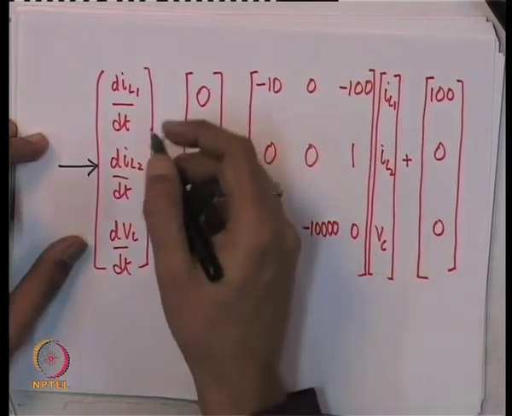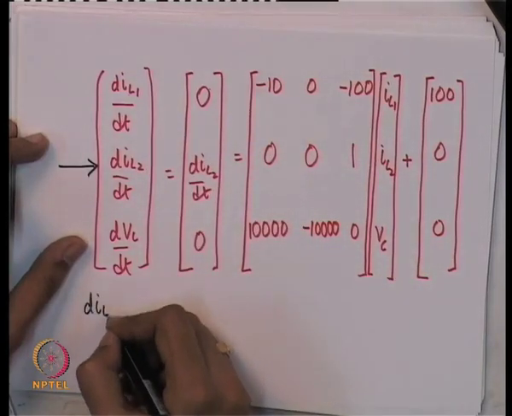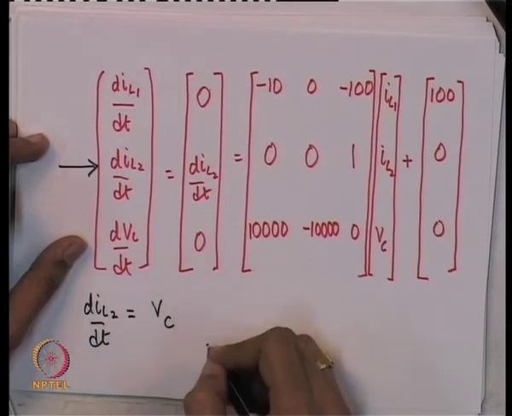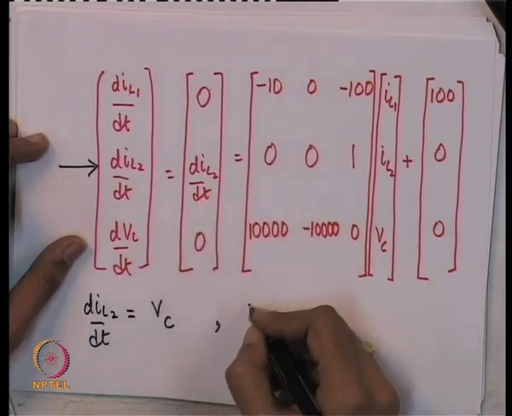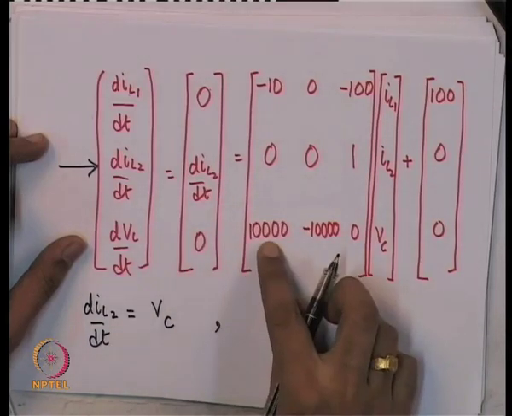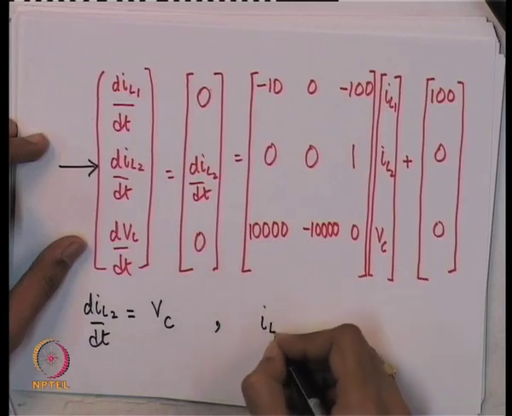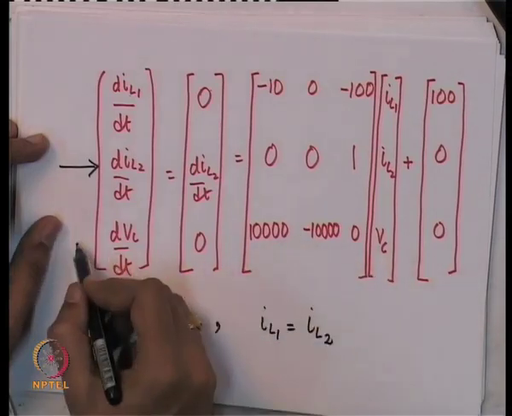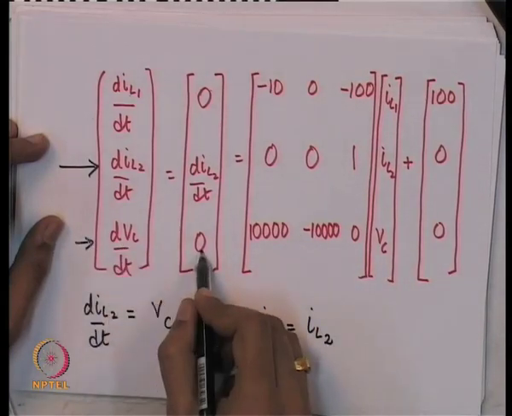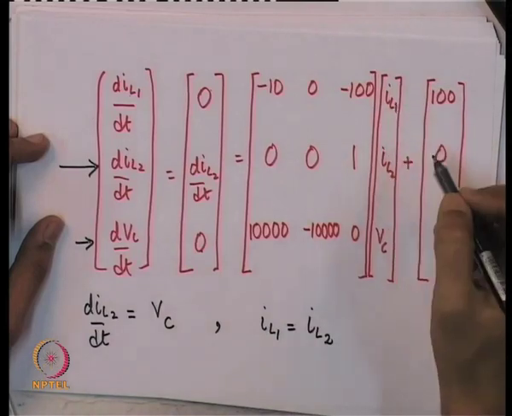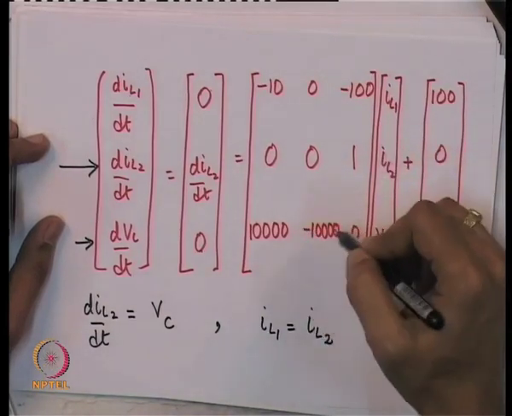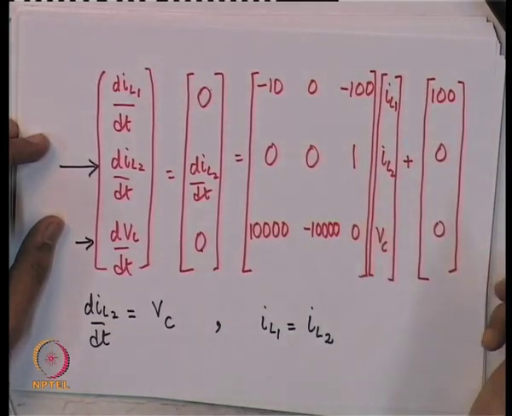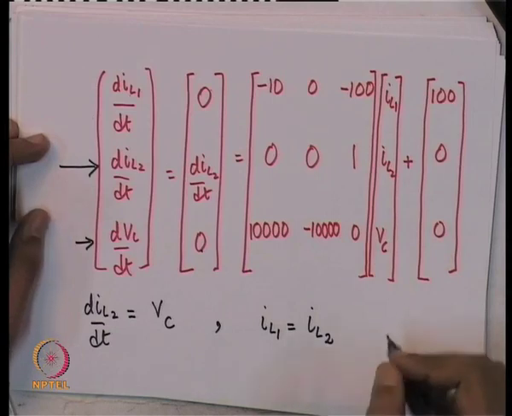So, what we have now is dIL2 by dt is equal to VC. This is the differential equation, and IL1 is nothing but IL2 from this last equation. Since this has been set to 0, you have 10,000 IL1 minus 10,000 IL2 is equal to 0, which actually gives you IL1 is equal to IL2.